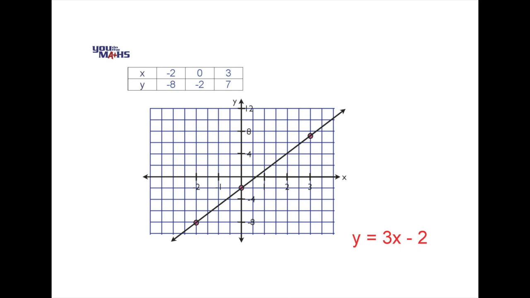For example, if we have a look at our graph, if we look at where x equals 1, we should find that that also matches with y equals 1. And that's because if you substitute 1 into y equals 3x minus 2, 3 times 1 equals 3, and then 3 minus 2 equals 1, which gives you the y value.